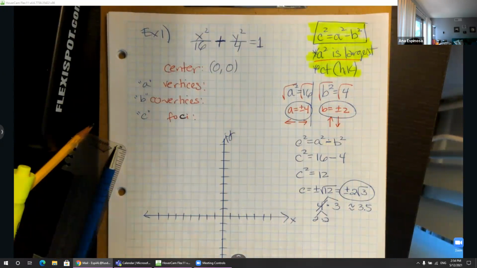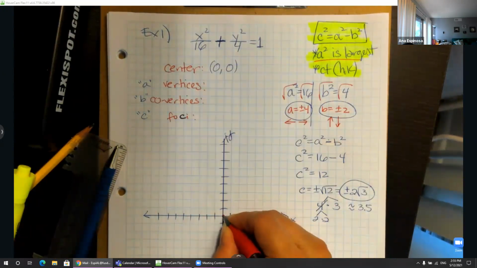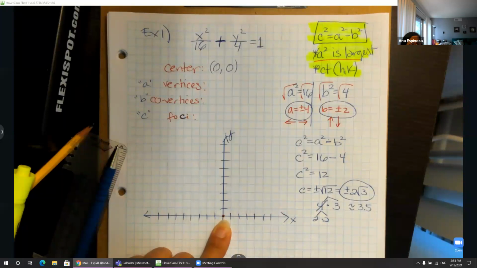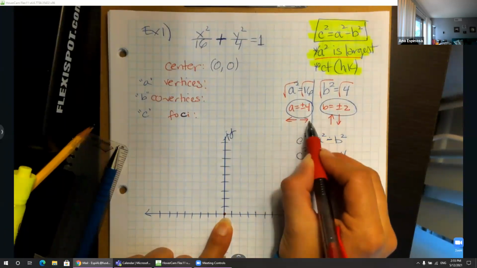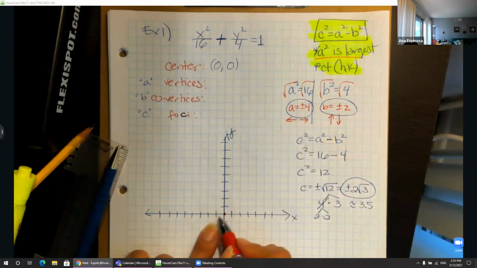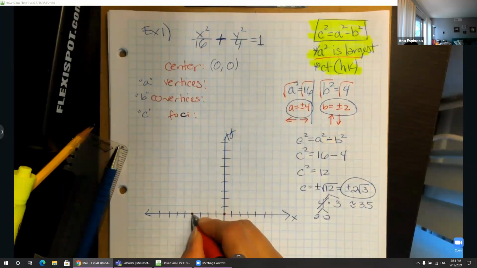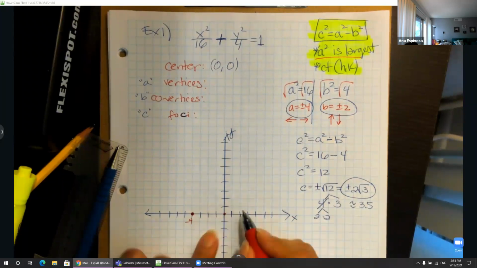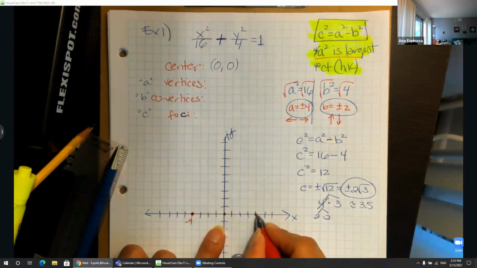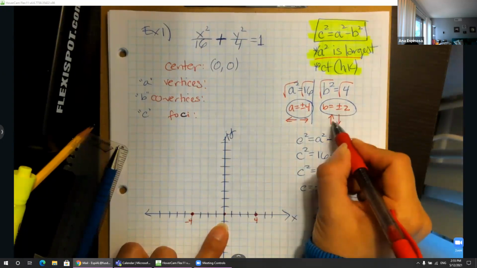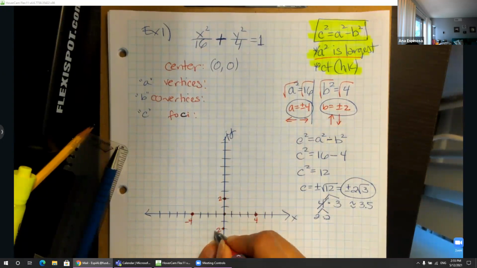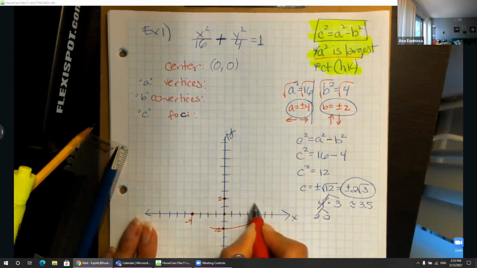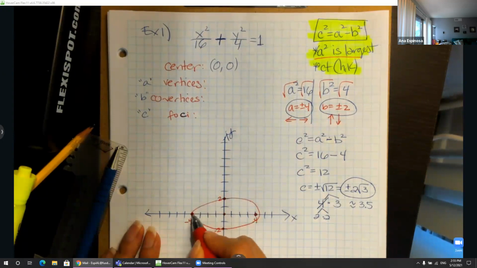We start by putting the center, which is 0, 0. From the center, I follow my instructions. 4 units, it's plus minus because it's going to go in 2 directions. So it's going to go left, right, 4 units. 1, 2, 3, 4. Then 2 up, 2 down. And that's my ellipse.